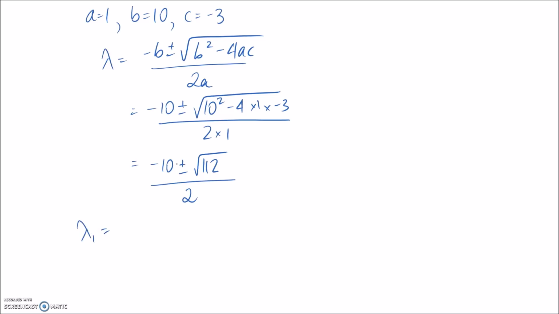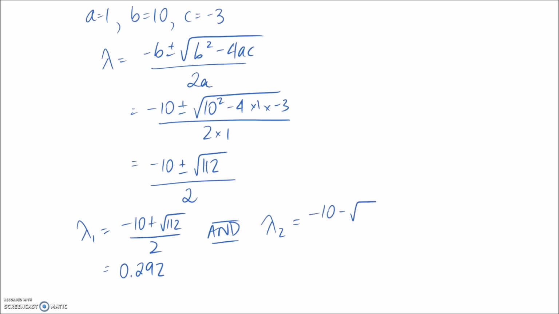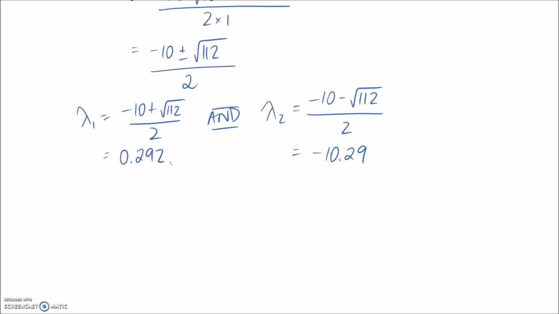The first one is going to be the plus version of this, and if you type that into a calculator, it's approximately 0.292. Then if we take the other version, negative 10 minus the square root of 112 over 2, this one works out to approximately negative 10.29. So what we've just found here are the two eigenvalues for our solution.